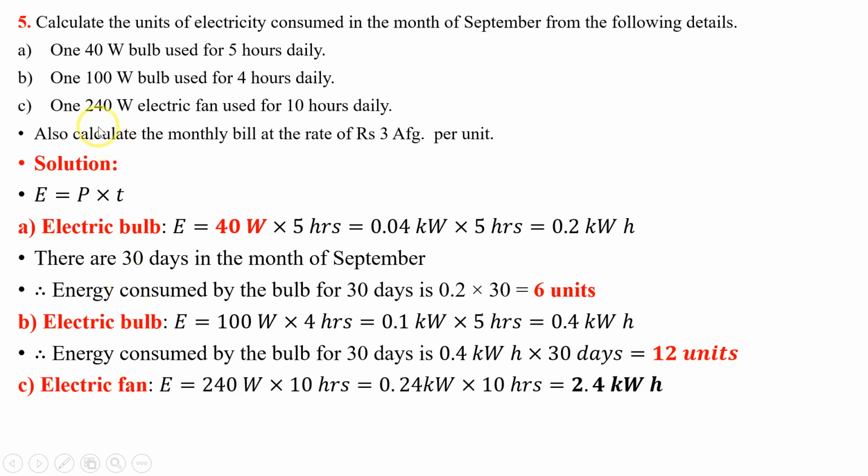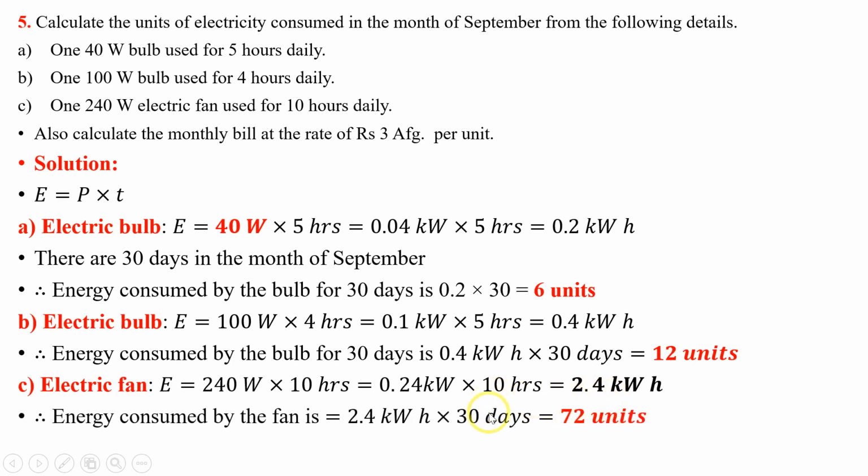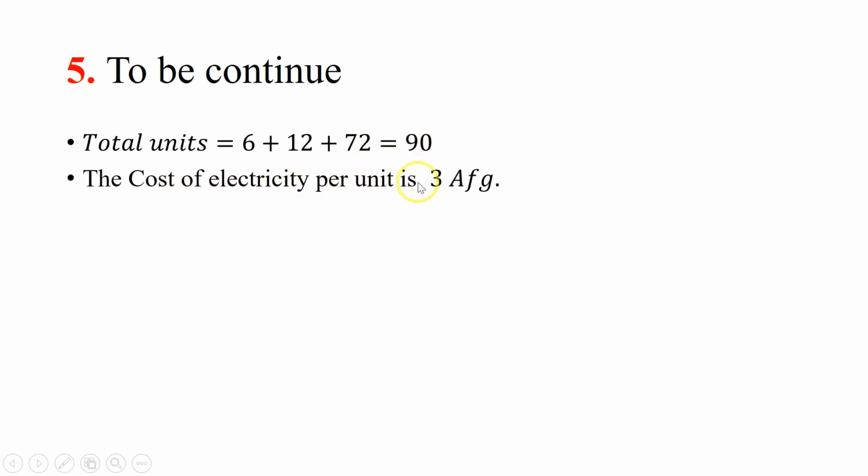And the electrical fan, its power is 240 watt and it is used for 10 hours daily. So 240 divided by 1000 comes out to be 0.24 kilowatt, multiplied by 10 hours, and we get the value to be 2.4 kilowatt hour. Multiplying this with 30 days, we get the units per month to be 72 units. So the total electrical units are 6 of one bulb, 12 of another bulb, and 72 of the electrical fan. It comes out to be 90 units. And we know that the cost of electricity per unit is 3 Afghanis. So the total cost, 90 multiplied by 3, comes out to be 270 Afghanis.